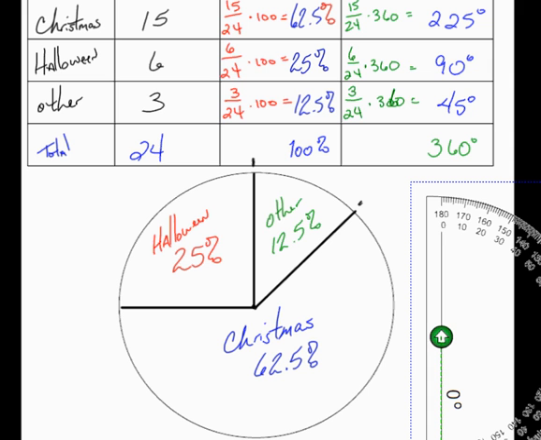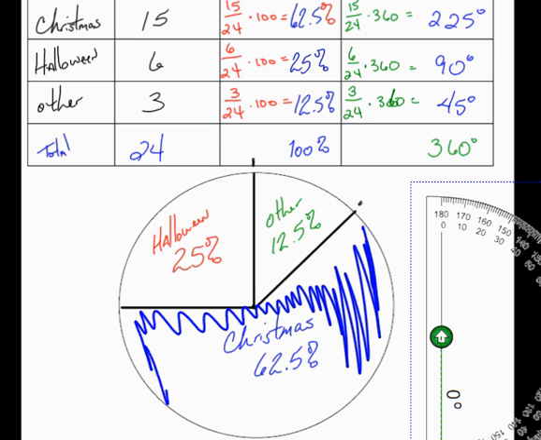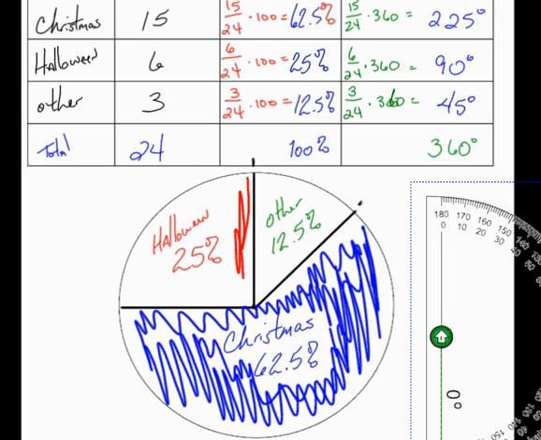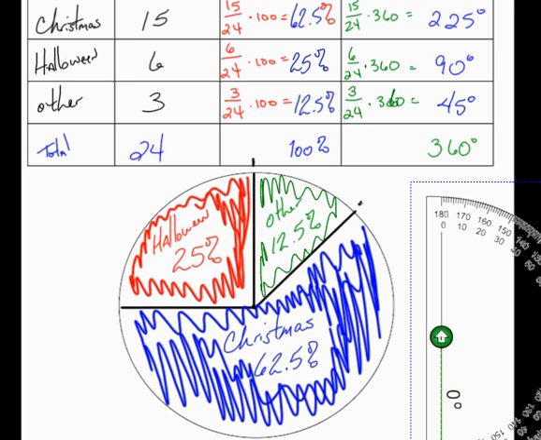A lot of times you might be asked to color the sections. Just color them in. If you are using Excel or some other type of spreadsheet program, it will do a lot of the work for you, so that you don't have to do all the coloring in or even the calculations. It will create it for you. Creating circle graphs and pie graphs. Good luck.